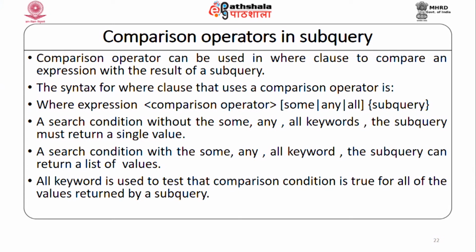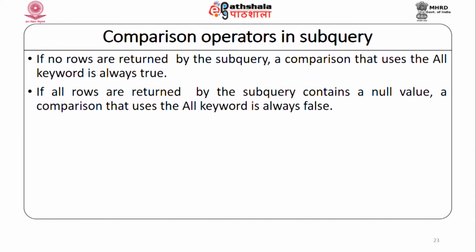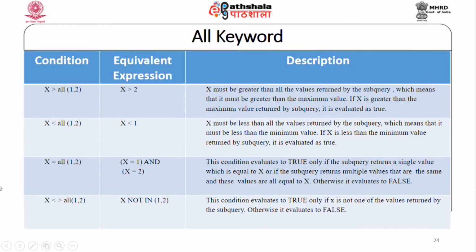Search condition with SOME, ANY, ALL keywords: a subquery can return a list of values, and the ALL keyword is used to test that a comparison condition is true for all the values returned by the subquery or not. If no rows are returned by the subquery, a comparison that uses the ALL keyword is always true, and if any row returned by the subquery contains a null value, a comparison that uses the ALL keyword is always false. This is how the ALL keyword can be used.